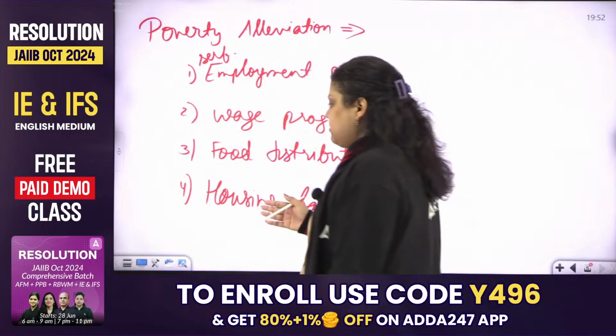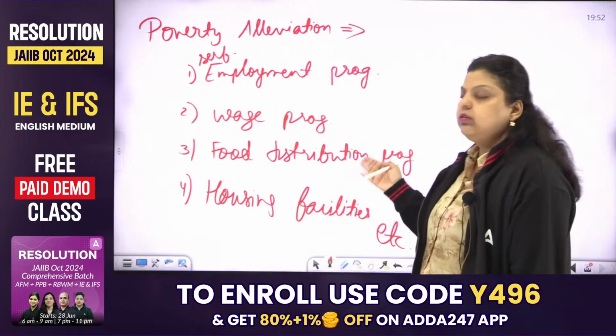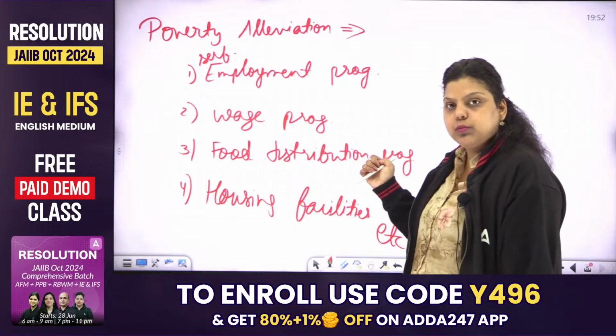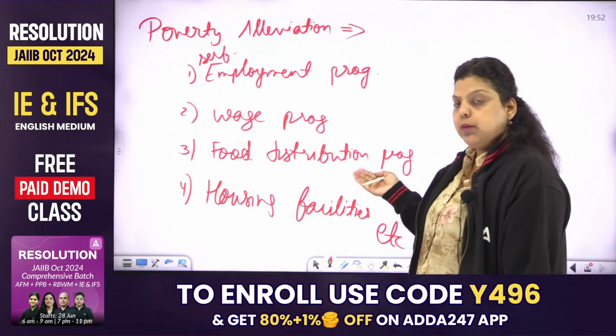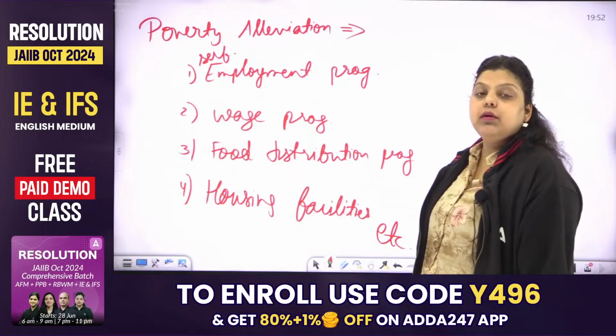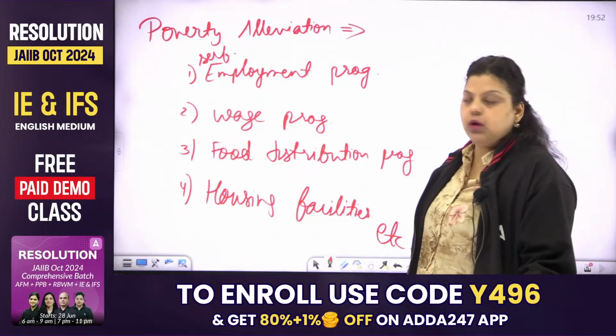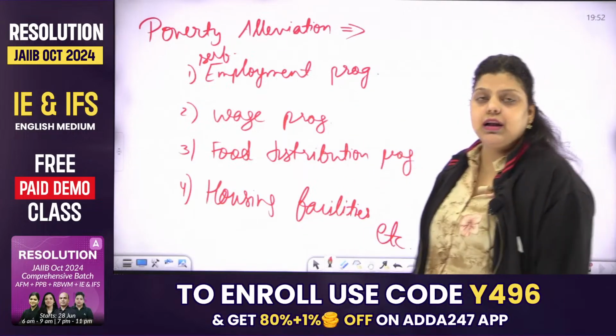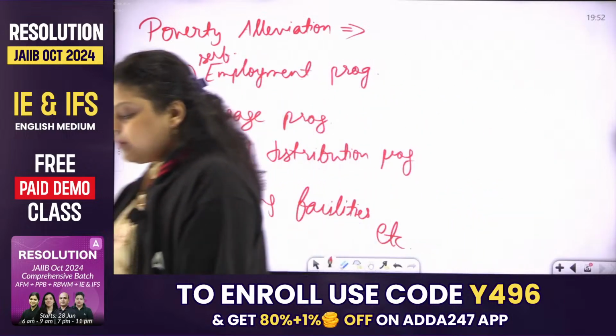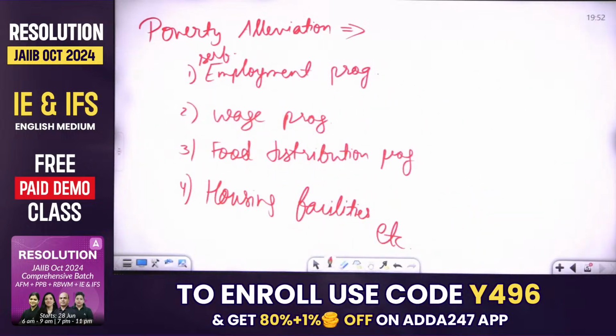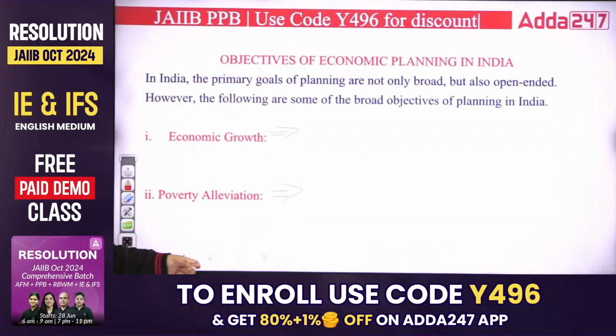So we have PM Awas Yojana, we have the National Food Distribution Program or Public Distribution Program. Next, we have MGNREGA, which provides wages for employment. We have self-employment schemes like IRDP. There are a lot of schemes that provide loans to people to start their own business, like the Mudra Yojana. So these are the schemes which will all be introduced in your economic planning. Okay, so this is how poverty alleviation can be done.